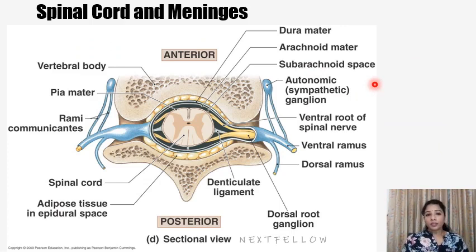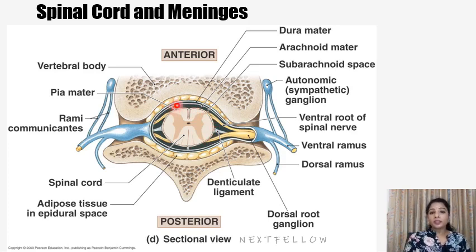Next, about the coverings of the spinal cord, which are called meninges. There are three coverings. The outermost is the dura mater, then arachnoid mater, and the layer which is intimately attached to the spinal cord is the pia mater.